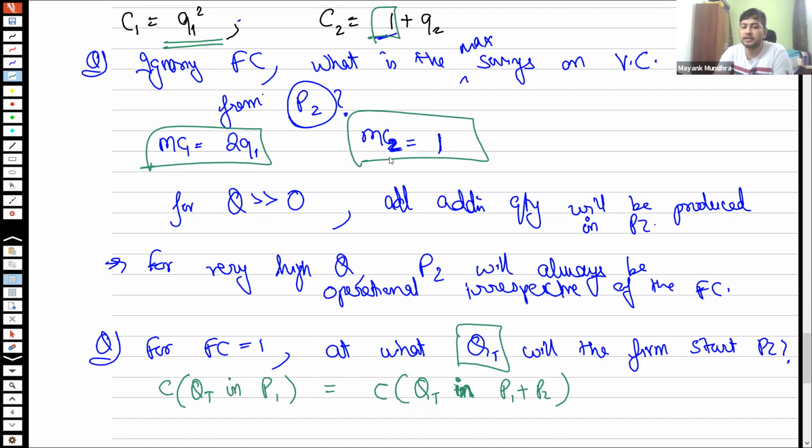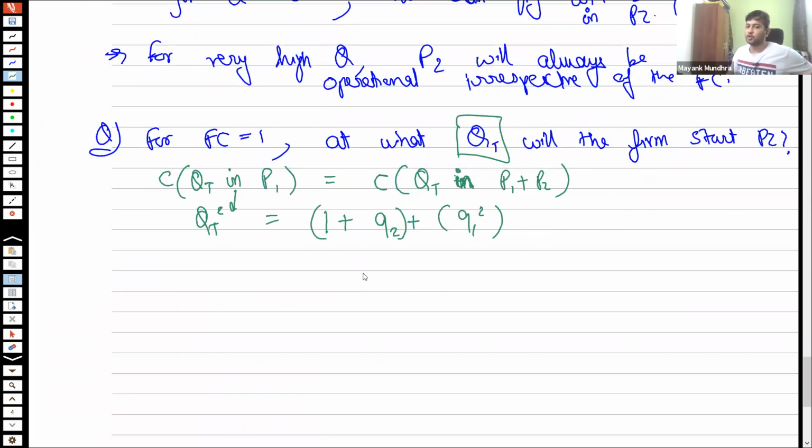So that's the idea here, that even when you have crossed your threshold, it's not like you stop using plant 1. So what is the cost of producing a quantity QT in plant 1? That's going to be QT square. And what's the cost of producing the same quantity QT in a mix of plant 1 plus plant 2? Assuming that plant 2 is running, it's going to be 1 plus Q2 plus Q1 square.